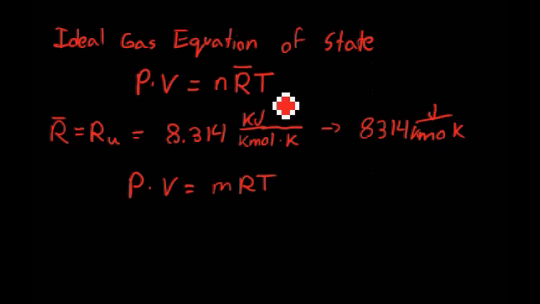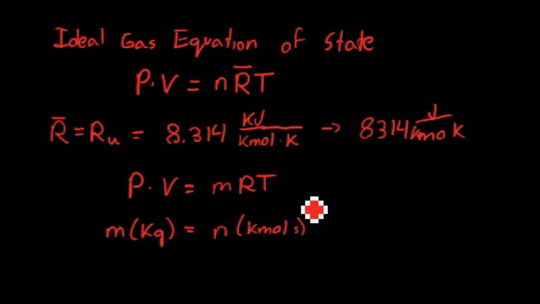Okay, so how did we get from this point up here to this point over here? The way we actually did this was using the relationship that the mass in kilograms is equal to the number of moles, kilomoles, times the molecular weight of the substance. And the molecular weight is in kilograms per kilomole.